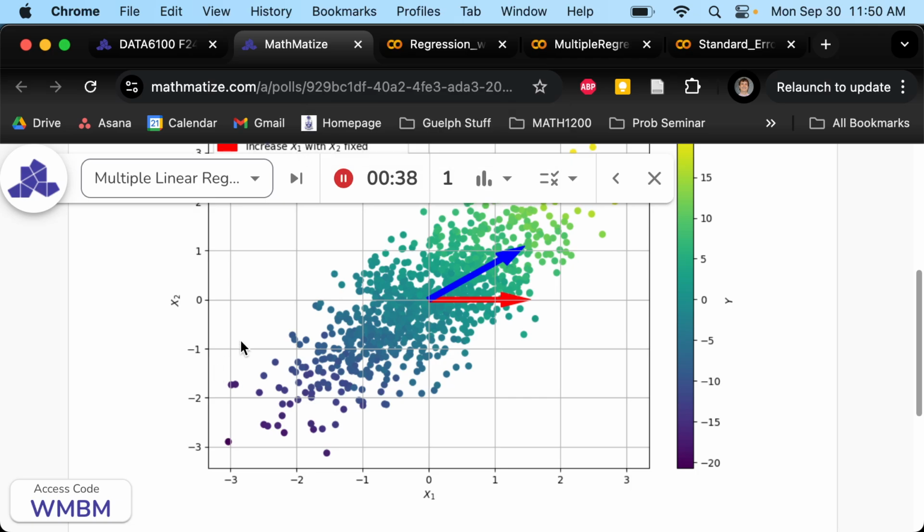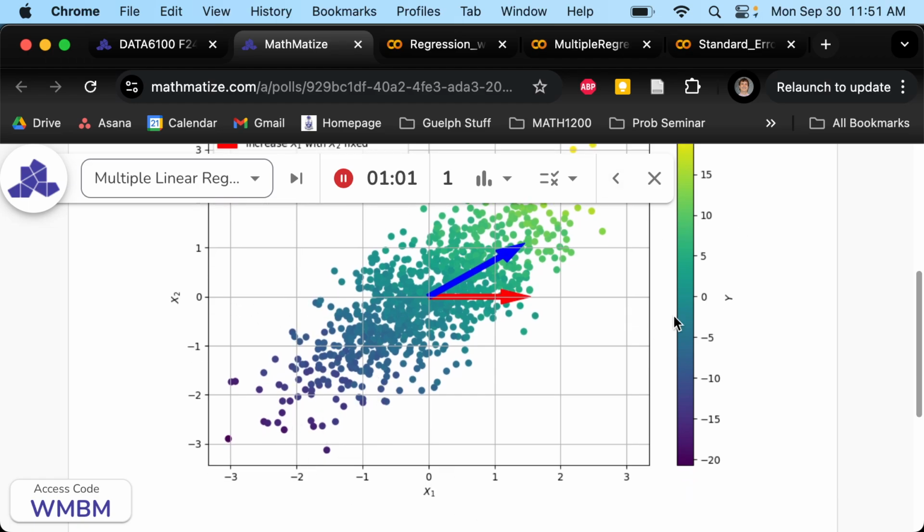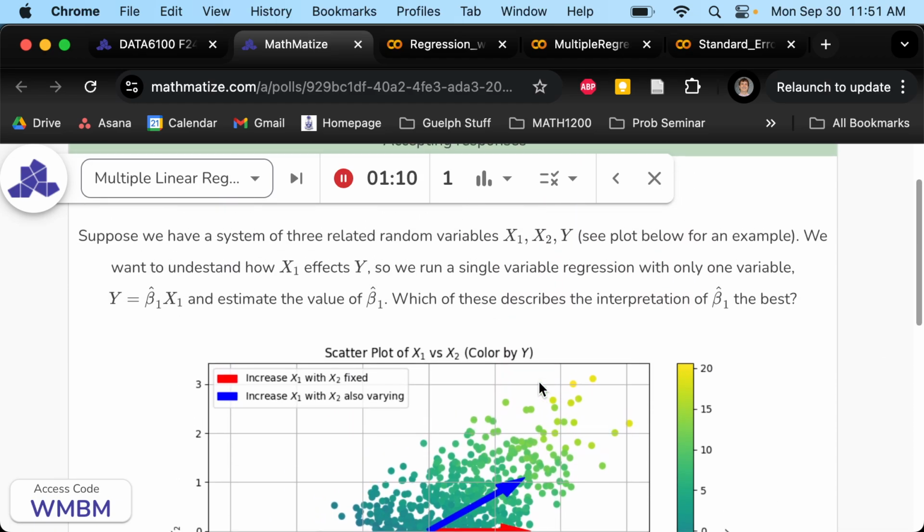So don't mix this up with what I was doing before. Now the y value is the color, right? Here's the y value on the color bar. x1 is on this axis, and x2 is on this axis. And every point is one of my data points, all right? And the question we want to do is we want to predict how y depends on x1 and x2. Specifically, we want to know how does x1 affect y? That's what we want to know. So it's how many hours a week should I study? How does that affect my final grade? Or something like that.